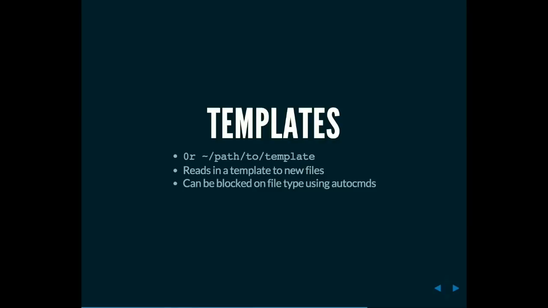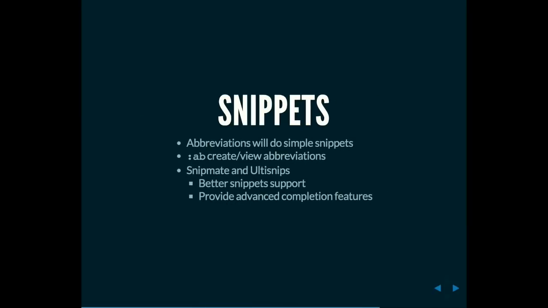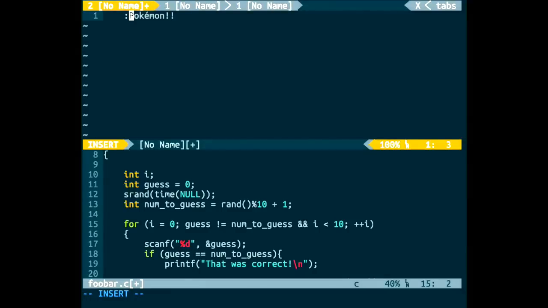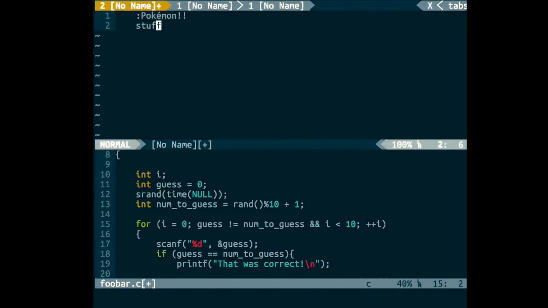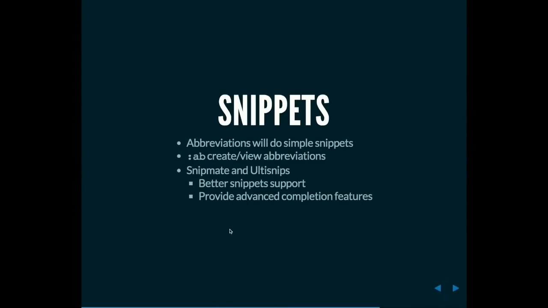Another trick that you can do is build this on something called auto commands. We're not going to be covering those today, but something to look up if you want to make this specialized for file types or something of that sort. We're also going to talk about how to do some quick snippets. So you can do colon AB, which will let you view your current list of abbreviations. I don't have any abbreviations, but you can do colon AB stuff. And it will actually do abbreviations like stuff.